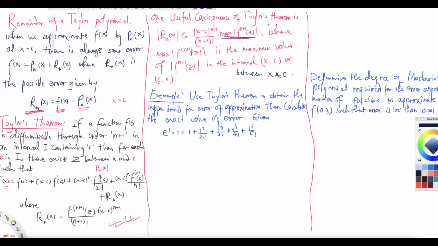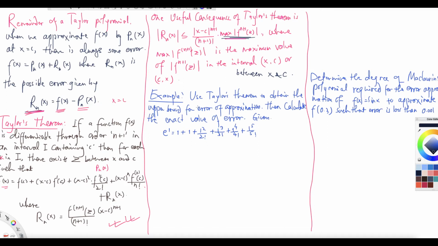One example is you will use Taylor's theorem to obtain the upper bound of the error. Another is how many terms, or what degree of the Taylor polynomial, should be considered in order to get the error less than a certain value. Okay, those are the two examples. Let us see that.